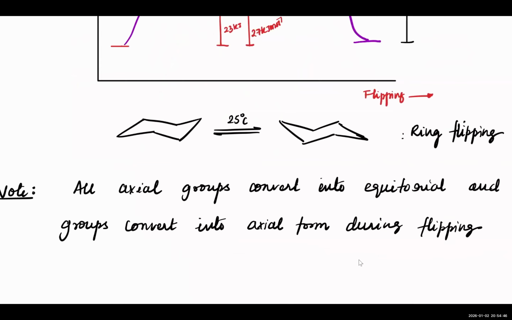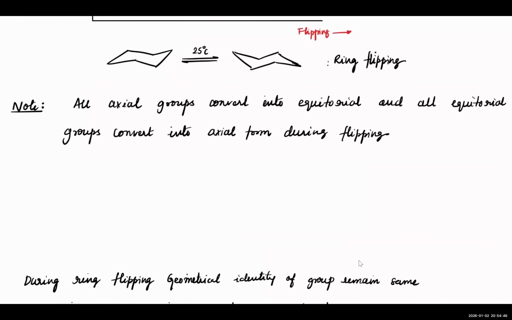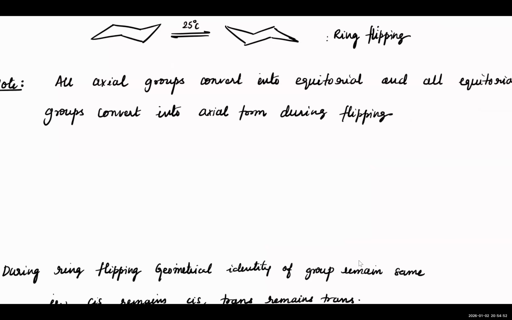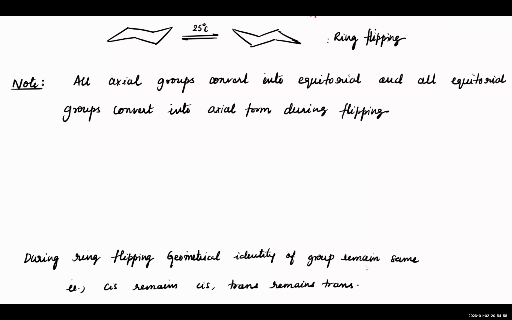Clear? Now, coming to the next aspect: since all the axial are converted into equatorial and equatorial are converting into axial, does that mean every cis is converting into trans and trans is converting into cis? The answer is no, because cis and trans are geometrical isomers, and you remember geometrical isomers are only formed when there is actually breaking of bonds. Since we are not breaking any bonds, we are just bending and rotating, these are only conformations. So cis remains cis, trans remains trans. Keep that in mind.